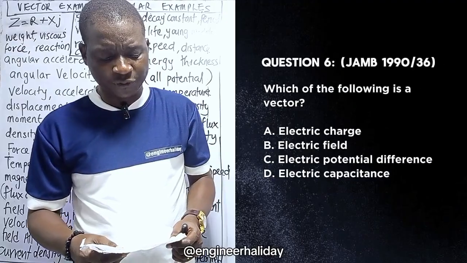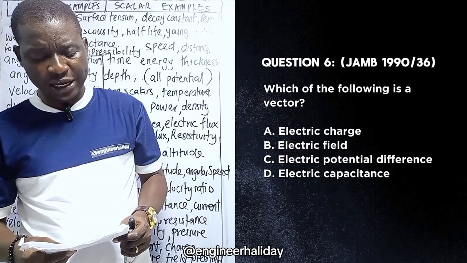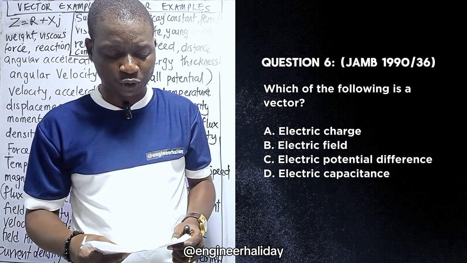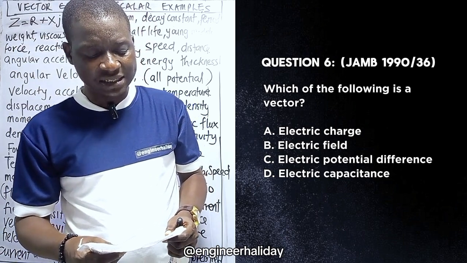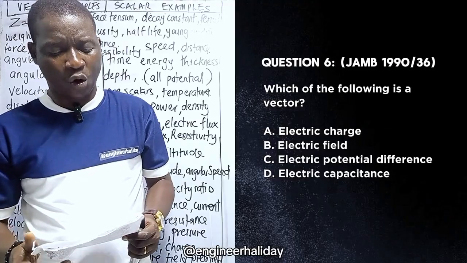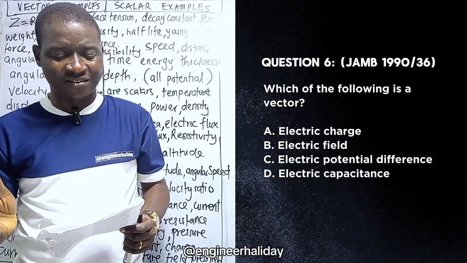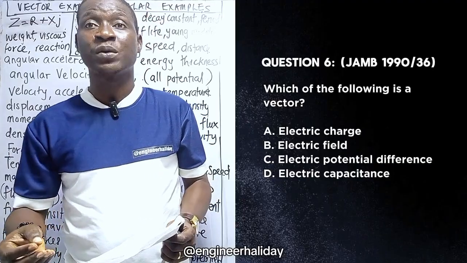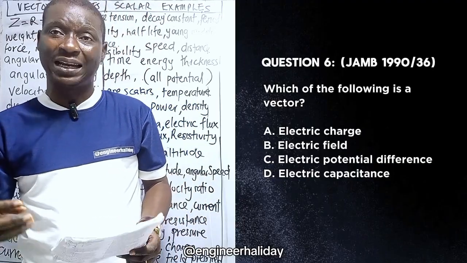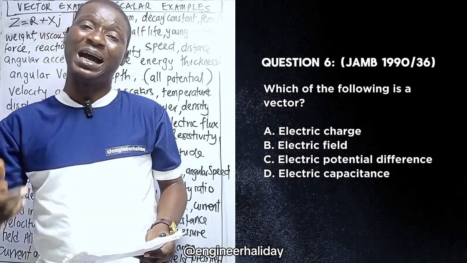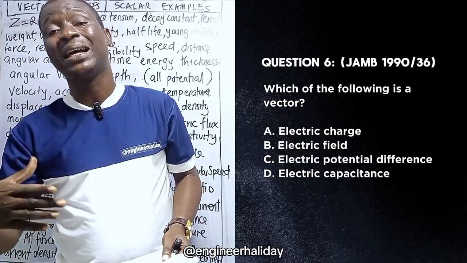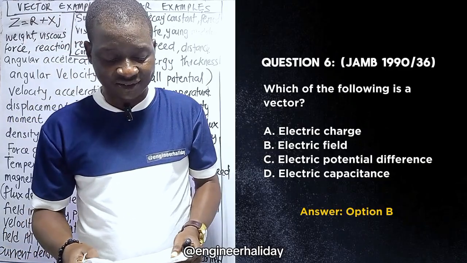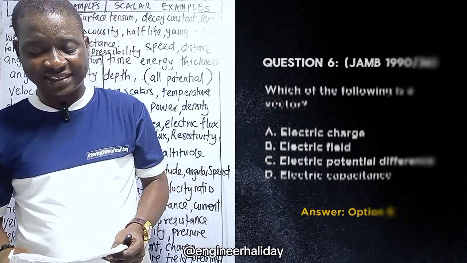Number 6. Which of the following is a vector? A says electric charge. B, electric field. C, electric potential difference. D, electric capacitance. All others are scalar except electric field. Most fields are vector. Examples are gravitational field, electric field, and magnetic field. But every other scalar field, like temperature field, pressure field, are scalar. So that is the answer, option B, 1990, number 36.